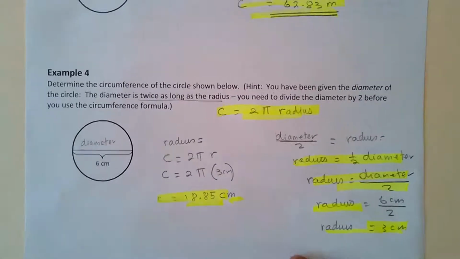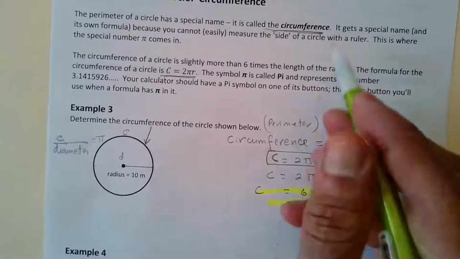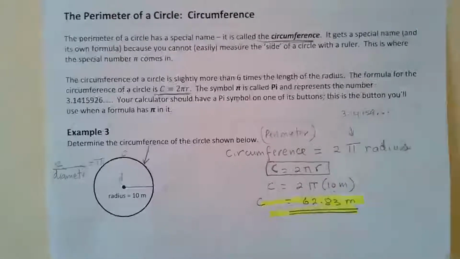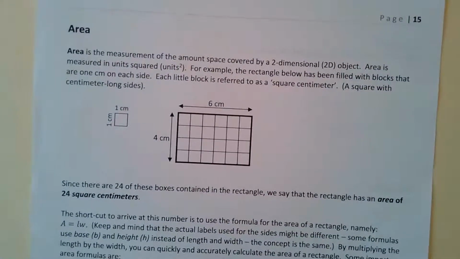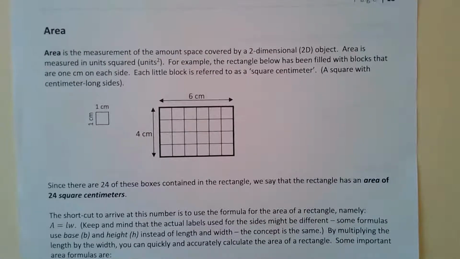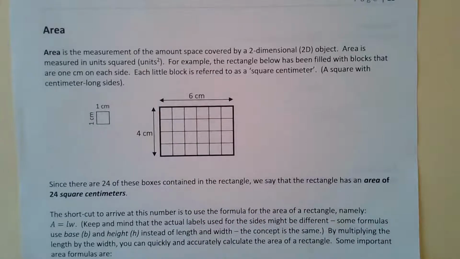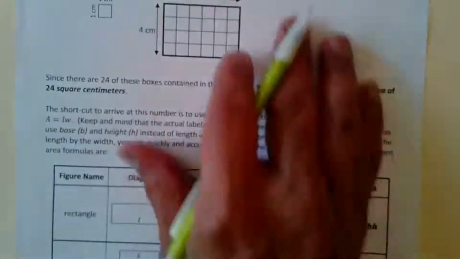Now we've looked at the perimeter of a circle, which has that unique name of a circumference. We are going into looking at the area. Area measurement is the amount of space within an object. For example, if I look at this sheet of paper, I would like to find the area of the sheet of paper. I look at the space within it.